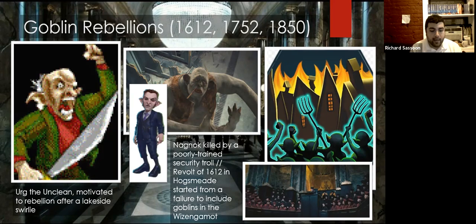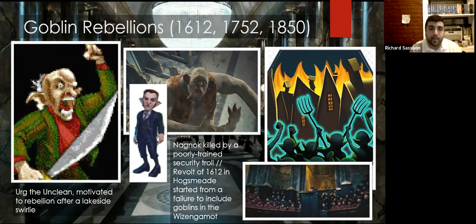That one seems to be probably the most reasonable of these revolts, but you have these revolts occurring, and the goblins are clearly a violent race with respect to the wizards, who have been denying them an equal status in the country. One of the ironies that we have to consider is that the wizards had the statute of secrecy since the 1680s, so the rebellion of 1612 could well have occurred with Muggles being aware of it, except that it happened in Hogsmeade. Since Hogsmeade is the only wizard-only village in the UK, perhaps the Muggles were unaware.